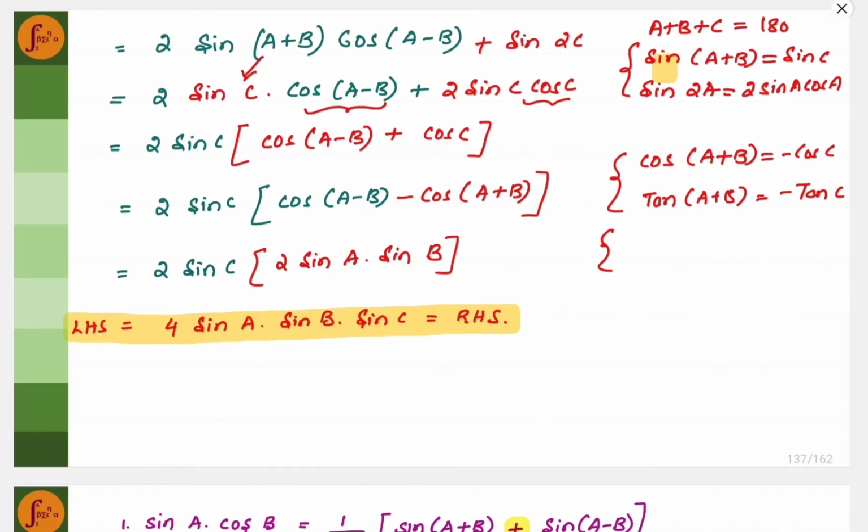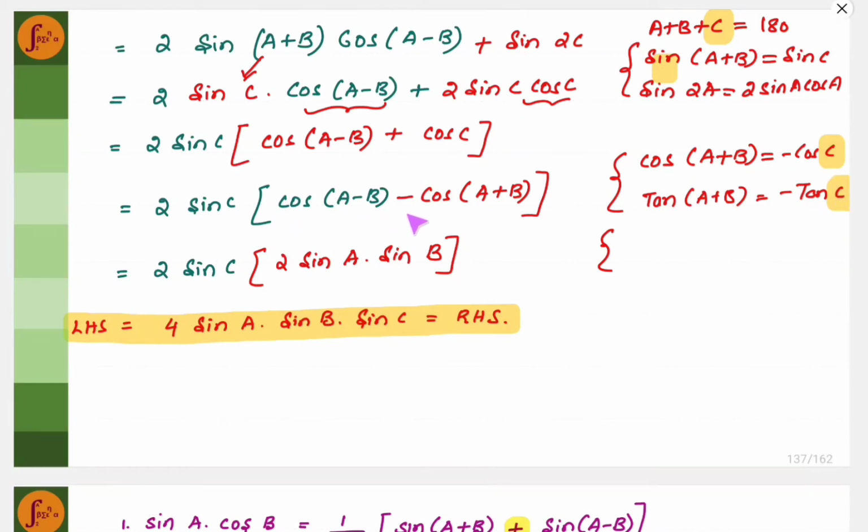So we will have to remember all of these trigonometric identities, right? It's very easy to remember. If you have sin(A plus B), then it will be equal to sin C, the third angle. Similarly, if you have cos(A plus B), then it will again be the third angle, but with a negative sign. If you have tan(A plus B), again it's the third angle but with a negative sign.